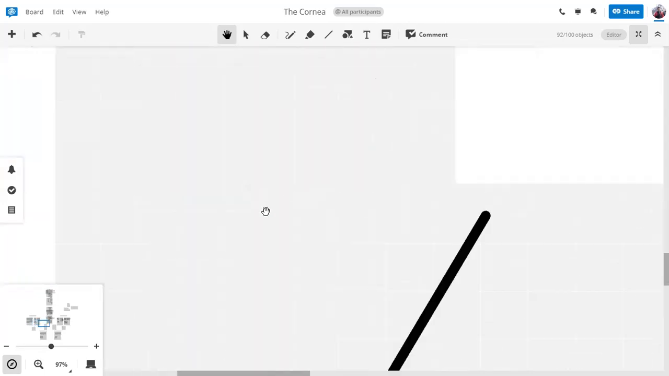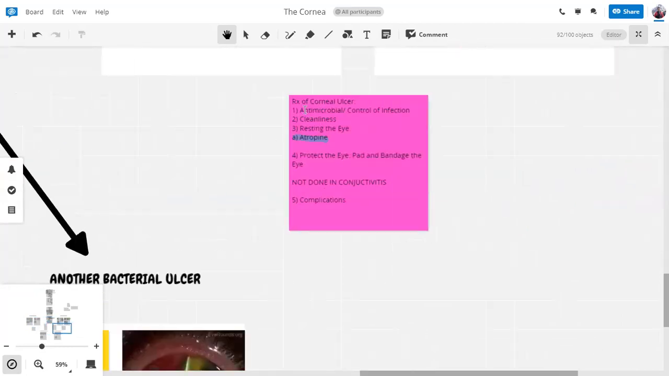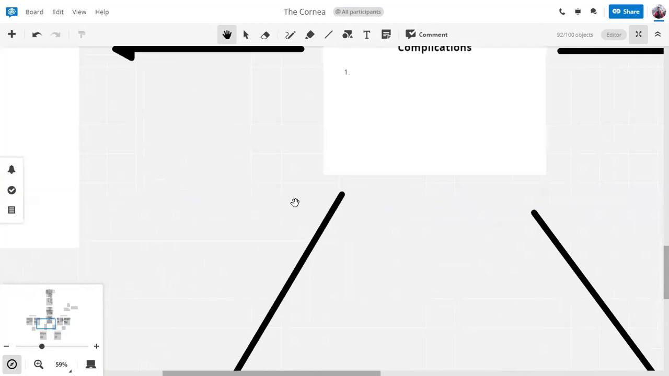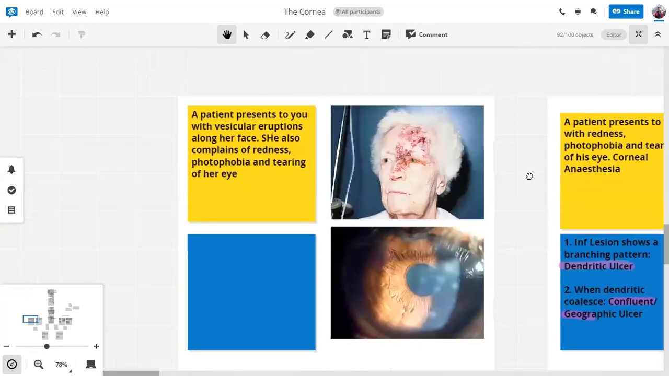The treatment, again, will be on those principles which we discussed. Instead of antimicrobials, we will have antivirals. Which antiviral will we use? We will use acyclovir. Acyclovir, cleanliness, resting of the eye, protecting of the eye, and treatment of any complications if they arise. So, this was our first case.